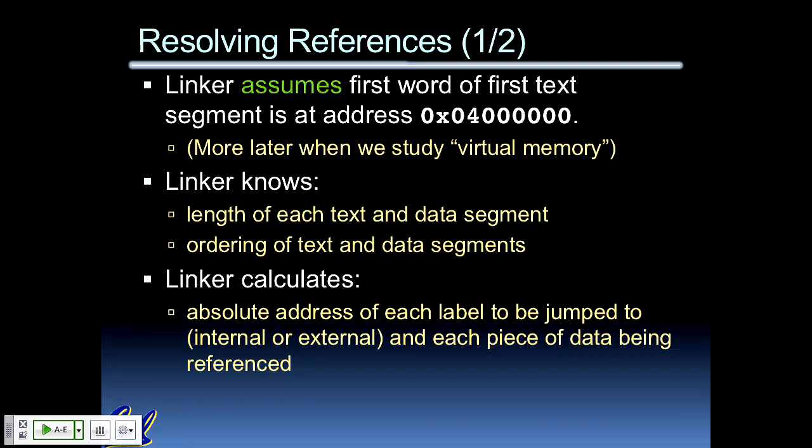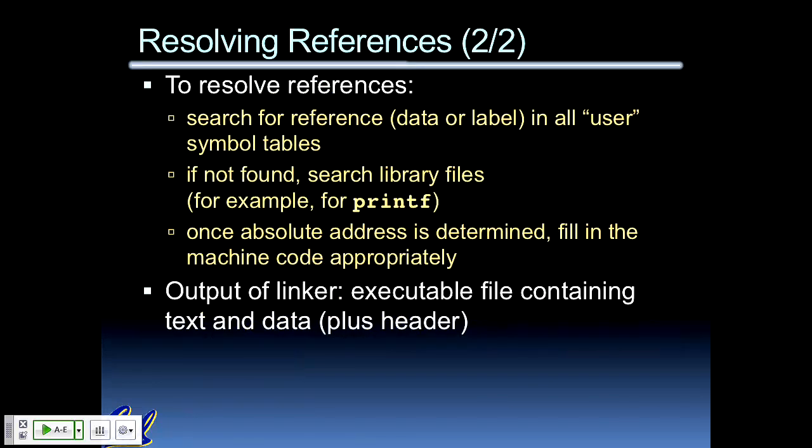Okay, so the linker is putting this all together, building the global picture, assigning absolute addresses to all the labels. Then it goes in, patches the machine code, and fills in those offset fields with the right values. If you see a symbol, it has to search all these tables to figure out where is printf, which module has printf in it, and where did I put that module in the global memory map. That gives me an address I can then patch into every jump and link that calls printf.